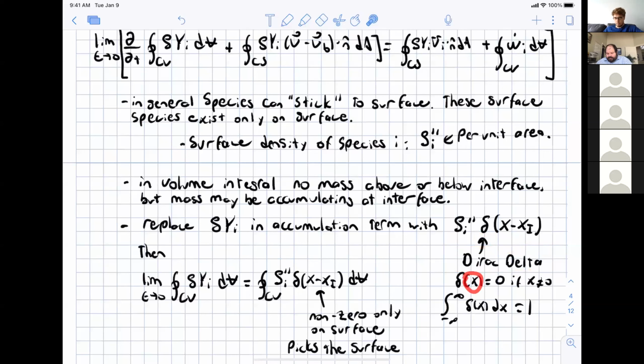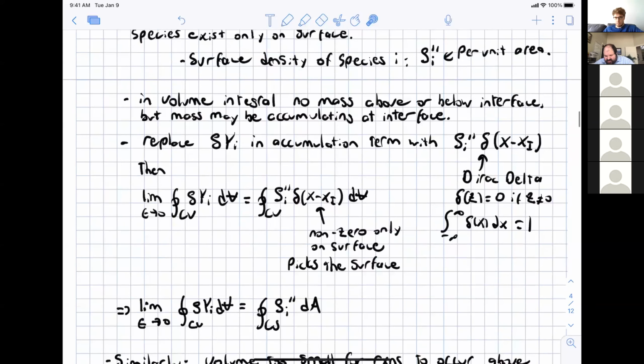The Dirac delta is 0 if the argument of the Dirac delta is not equal to 0. I should probably change that to some other dummy variable, z. It is non-zero only if this argument is exactly 0, and it's defined such that the integral of the Dirac delta function between minus infinity and plus infinity is exactly equal to 1.